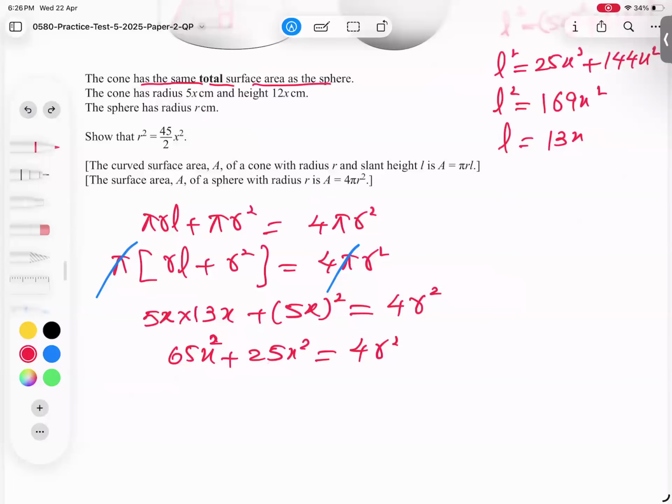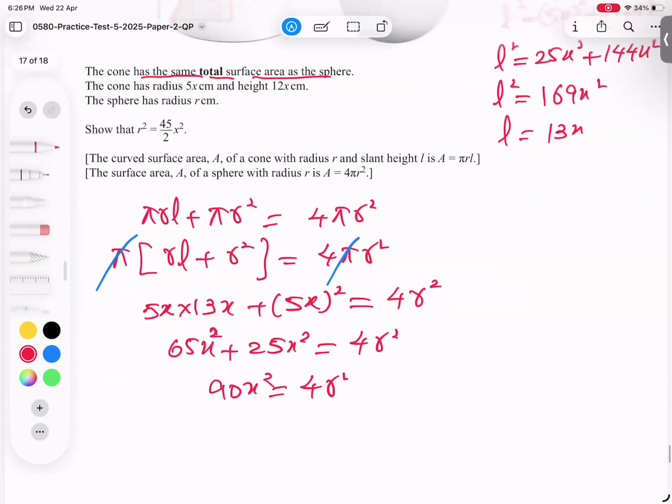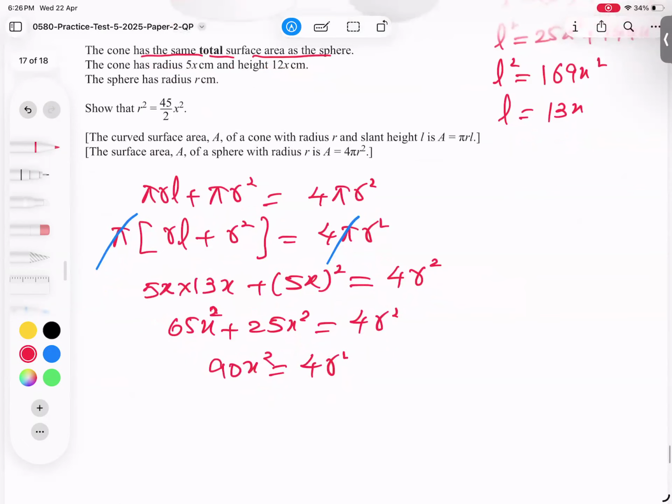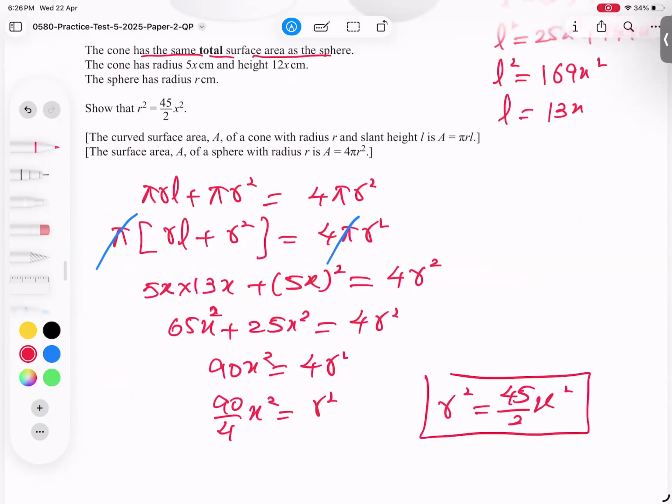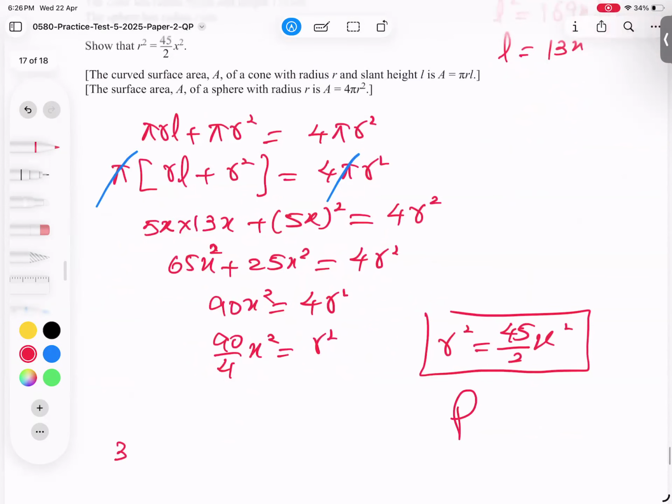25 and 65, if you check, becomes 90x to the power 2, and 4r square. 4 goes down, and I think we are going to finish our question, okay? So 90 over 4. And the table of 2: 2 2s are 4, 2 45s are 90. So, Alhamdulillah, proved. I hope the concept of the question is clear.